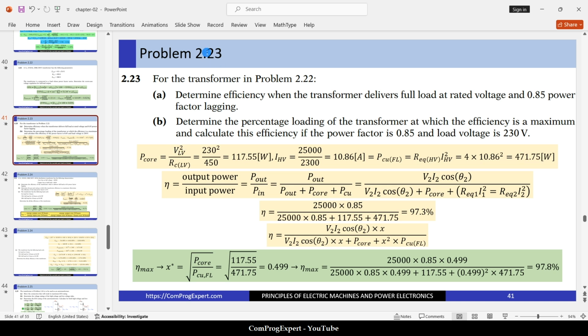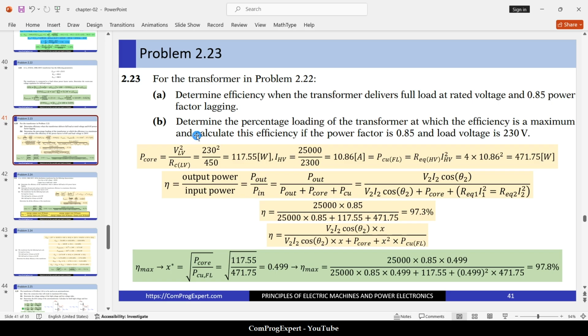Problem 23. For the transformer in problem 22A, determine efficiency when the transformer delivers full load at rated voltage and 0.8 power factor lagging. Determine the percentage loading of the transformer at which the efficiency is maximum and calculate this efficiency if the power factor is 0.85 and the load voltage is 230 volt.